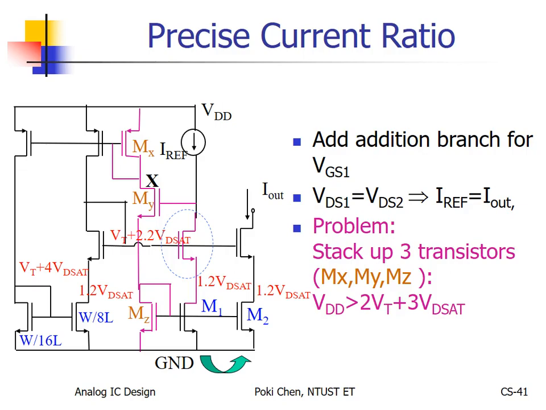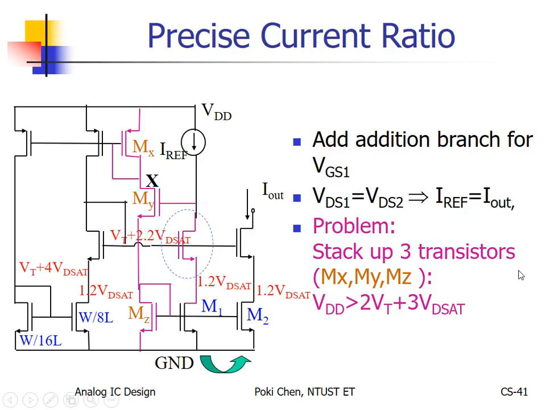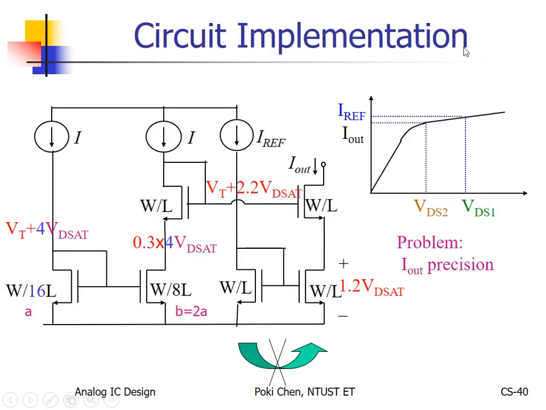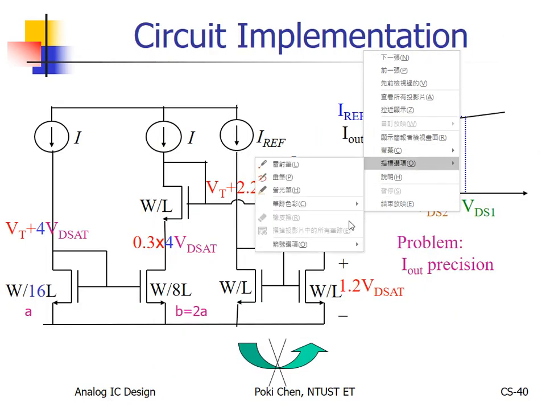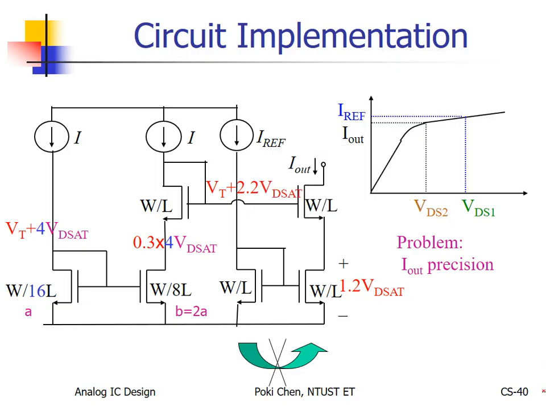Anyway, the problem is still, even if we track the body effect of those transistors, there is still some problem. I out is imprecise. Again, you need to know who controls the current ratio. Those two, right?